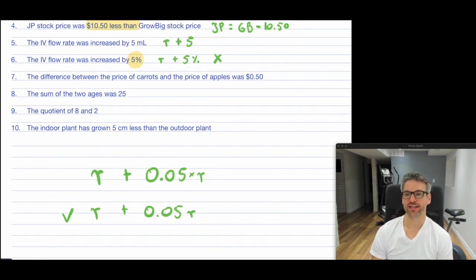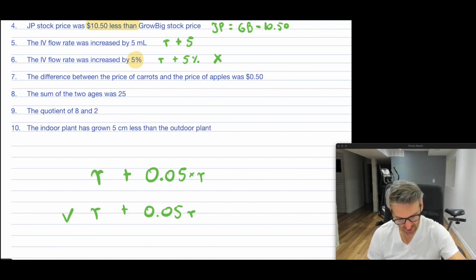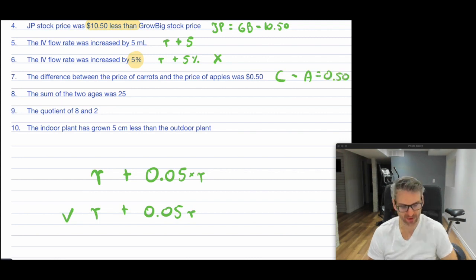Number 7, the difference between the price of carrots and the price of apples. So whatever the price of carrots is, the difference between it and apples is equal to, in this case, I guess it's 50 cents, or 0.50. So the difference between the price of carrots and the price of apples is 0.50.